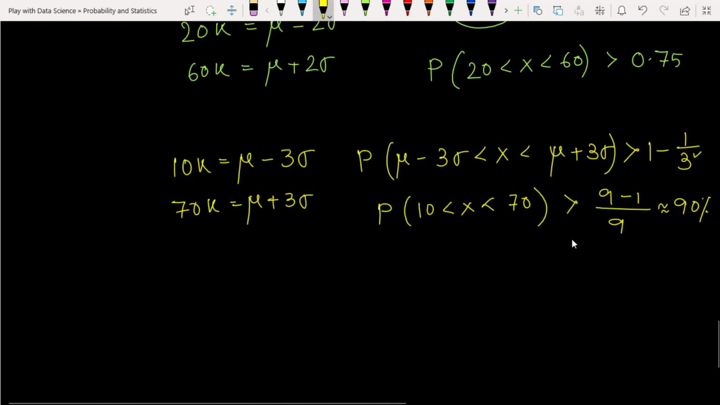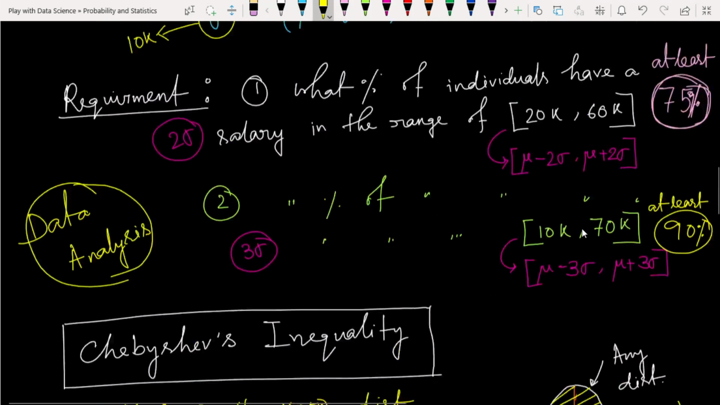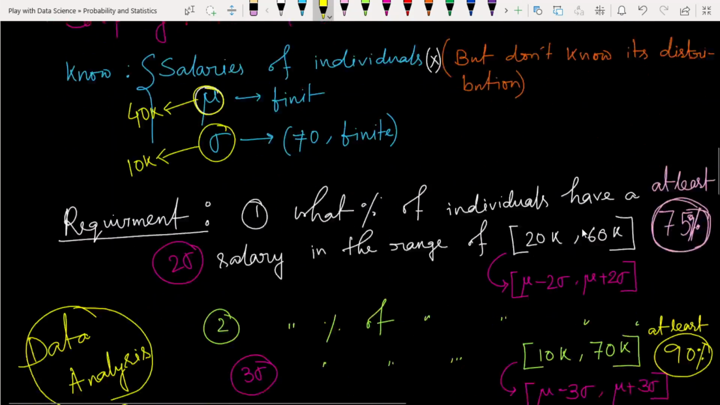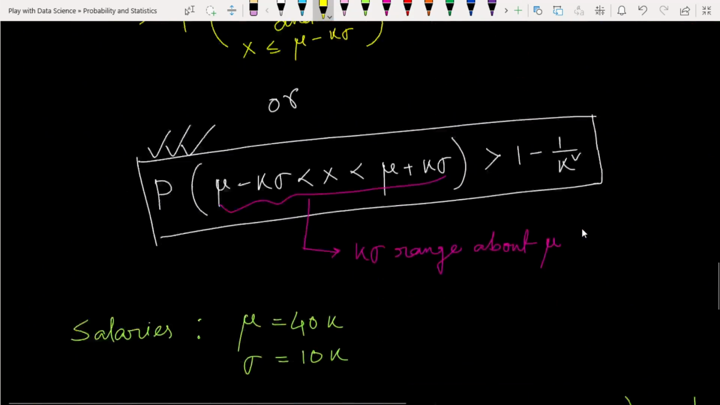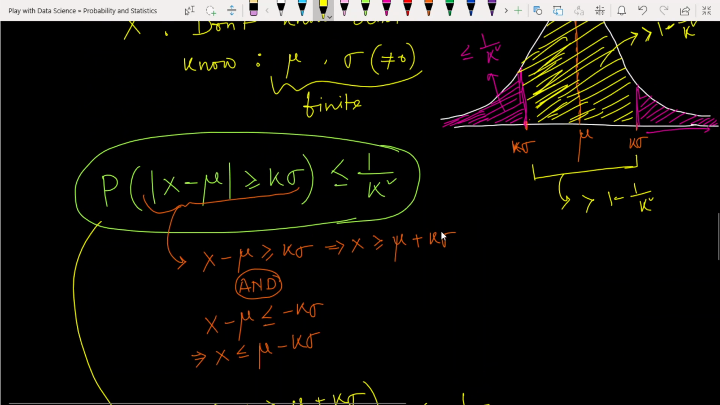I think you have understood how to answer this kind of data science question using the Chebyshev inequality. If we don't know the distribution of a random variable and only know its mean and standard deviation, then to draw these kinds of properties of our data sets we have to use the Chebyshev inequality.